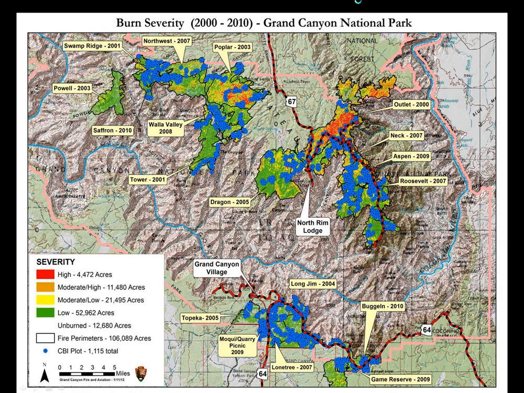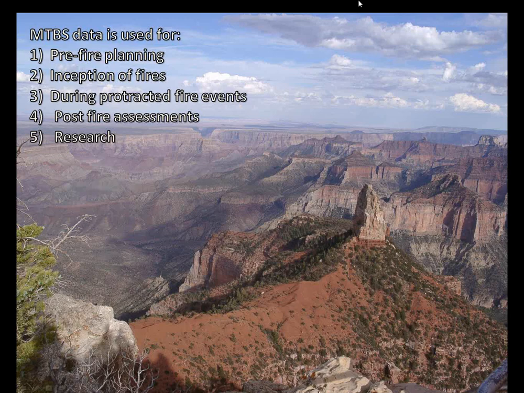So what do I want to talk about today? I'm going to talk about five main things. I want to give examples of how we've used the burn severity data: in pre-planning for fire, at the inception of events or right at the start of a fire, and during protracted fire events. I also want to give a couple examples of post-fire assessments, and talk about some research we're using the data for here at Grand Canyon.